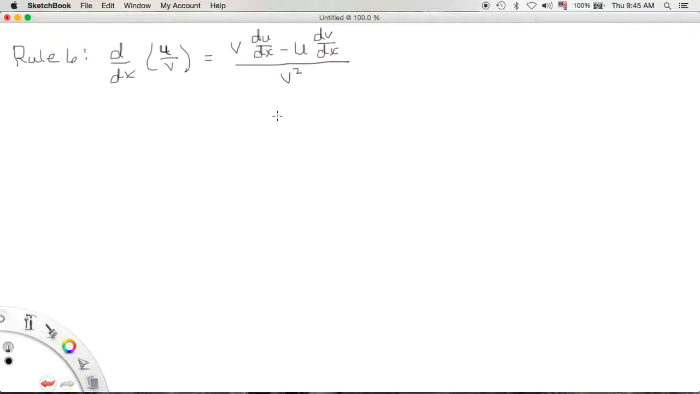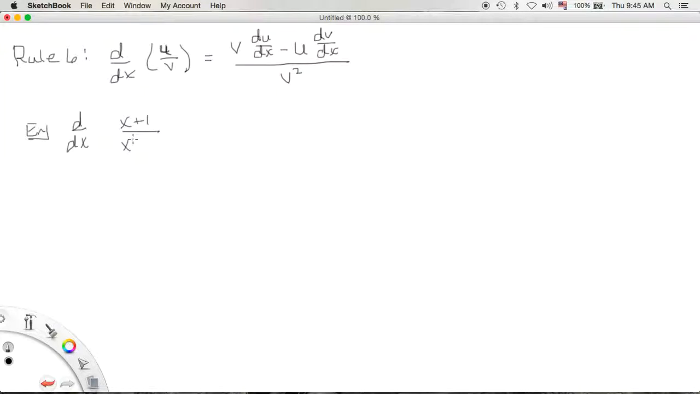Now there's one other, the product rule you're going to have to really make sure you memorize, and this quotient rule also, because they're just not quite as obvious. So when you want to take the derivative of the quotient of two functions, so u divided by v, it's bottom times the derivative of the top minus top times the derivative of the bottom all over the bottom squared. That's the rule.